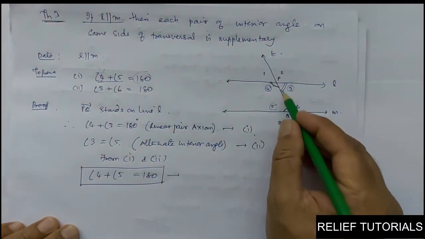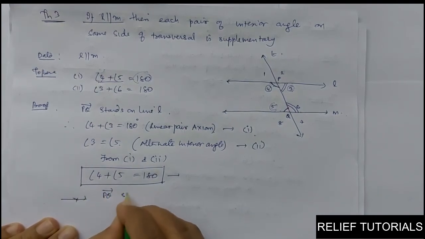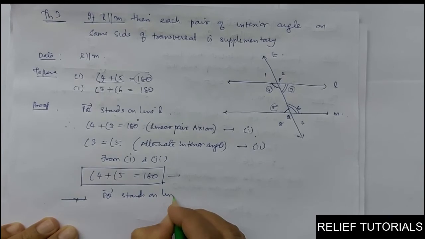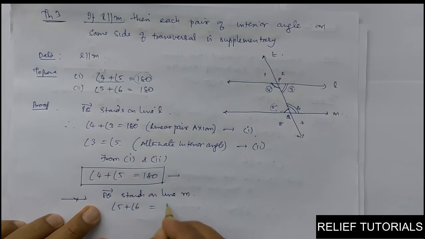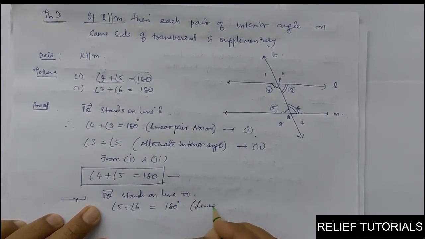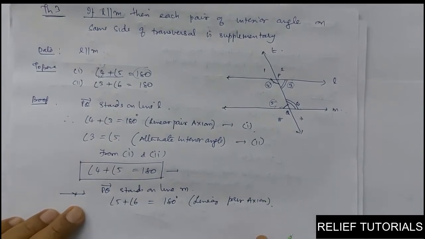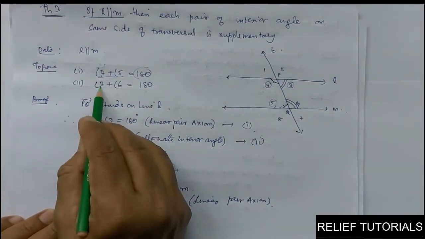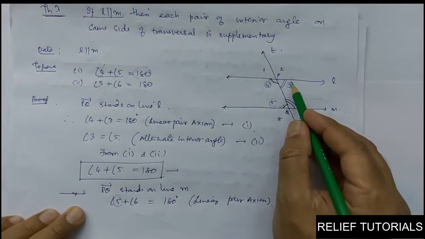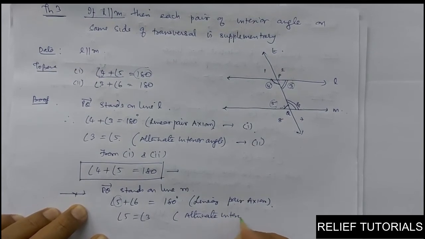How can you prove it? We can say PQ stands on line M. So I can say angle 5 plus angle 6 is equal to 180. Reason: linear pair axiom. Any doubt? 5 plus 6 is 180, but we want 3 plus 6. So in place of 5 we required 3. So I can say angle 5 is equal to angle 3. Reason: alternate interior angle.